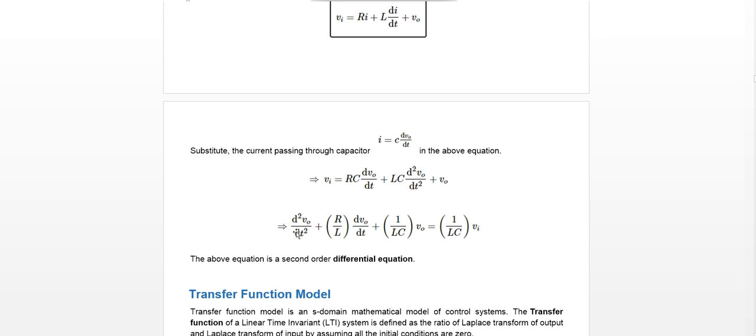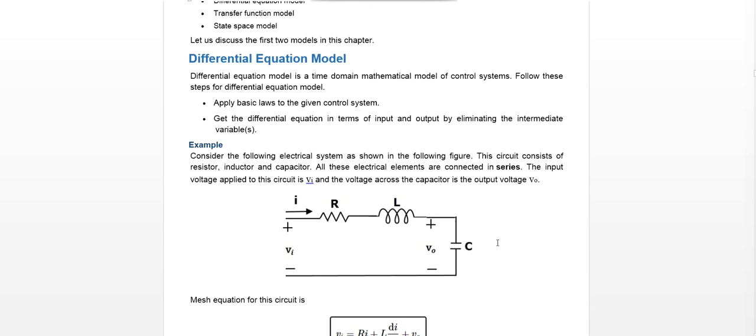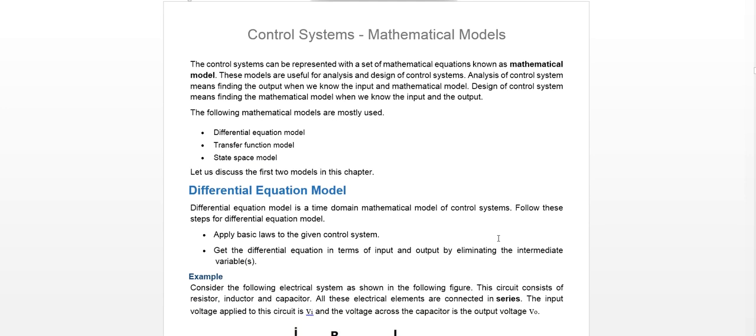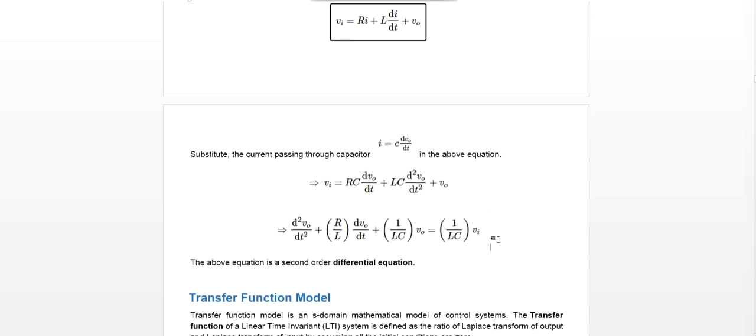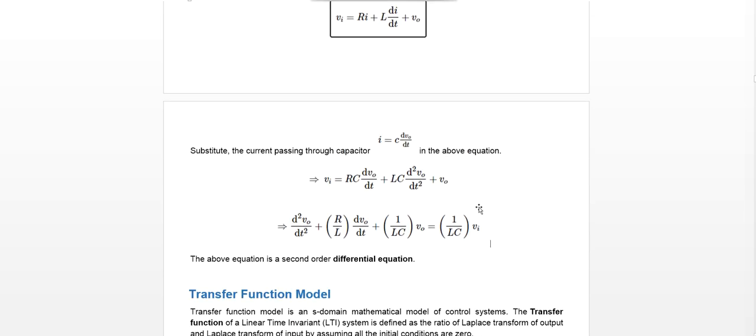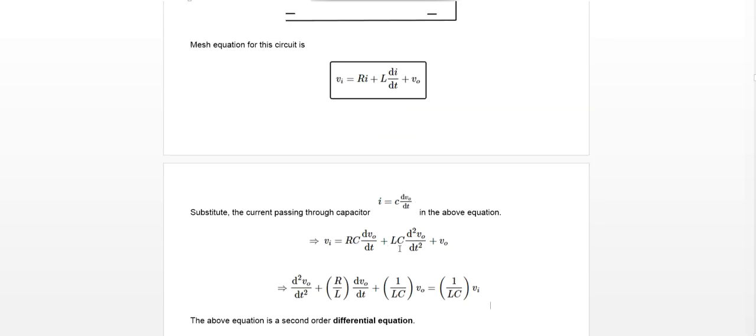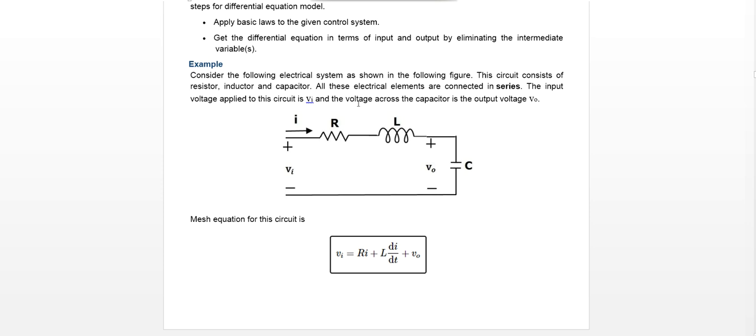Now this equation is a differential equation. So this is the first model of writing our control system. If you have here a differential equation, you can represent this as a control system. So this model or this equation represents this electrical network.